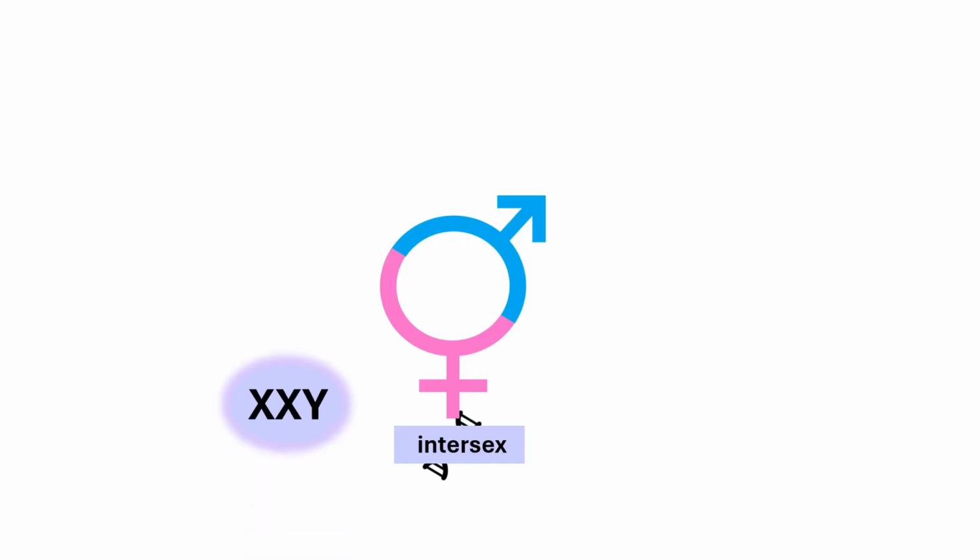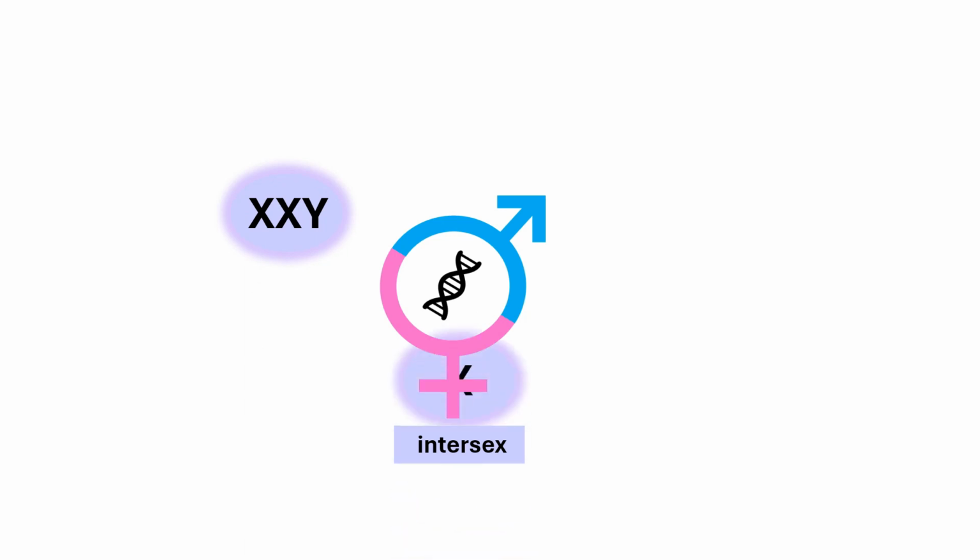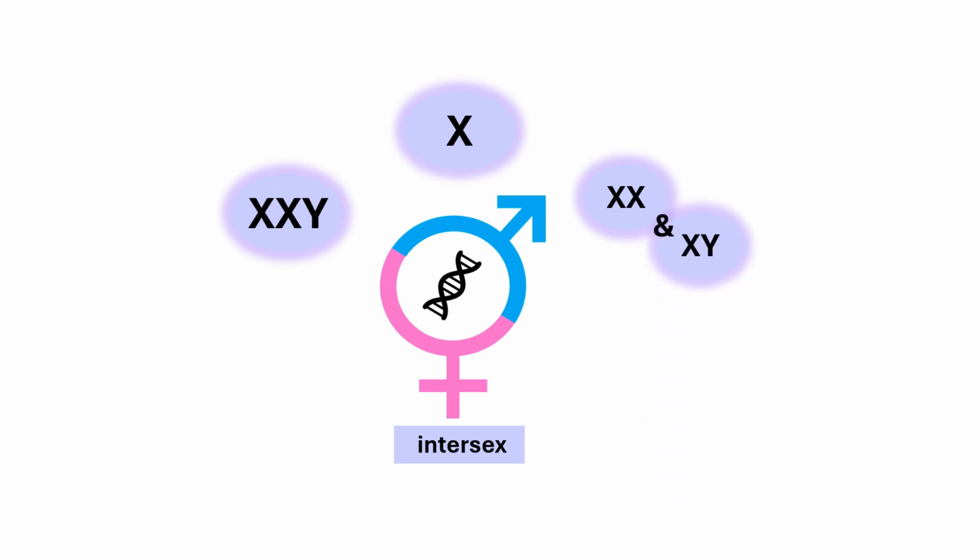Intersex people, who make up about 2% of our population, can have different chromosomal configurations, such as XXY, X only, or a mixture of XX in some cells and XY in other cells.